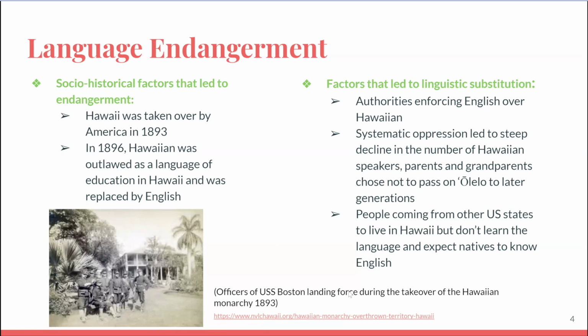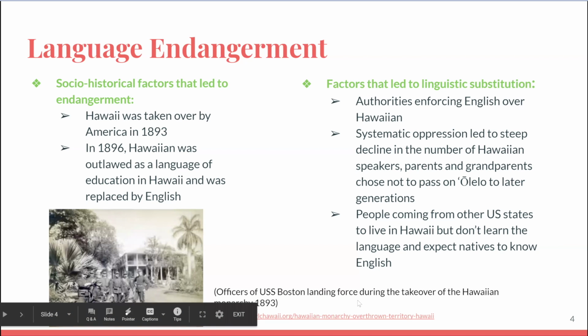And English replaced both the language taught in educational schools on the Hawaiian Islands, as well as the primary language spoken in any sort of government hearing or financial situations, like just really taking over everyday life of the Hawaiian Native people. And you can see in the picture at the bottom there are officers of the USS Boston landing during the forced takeover of the Hawaiian monarchy.